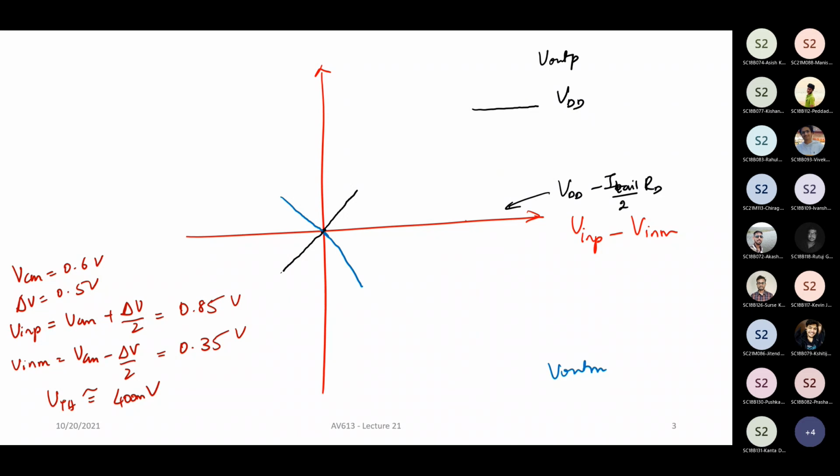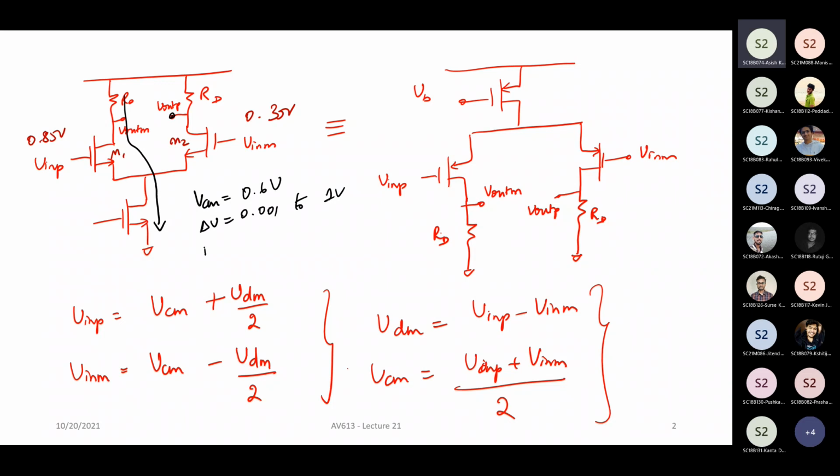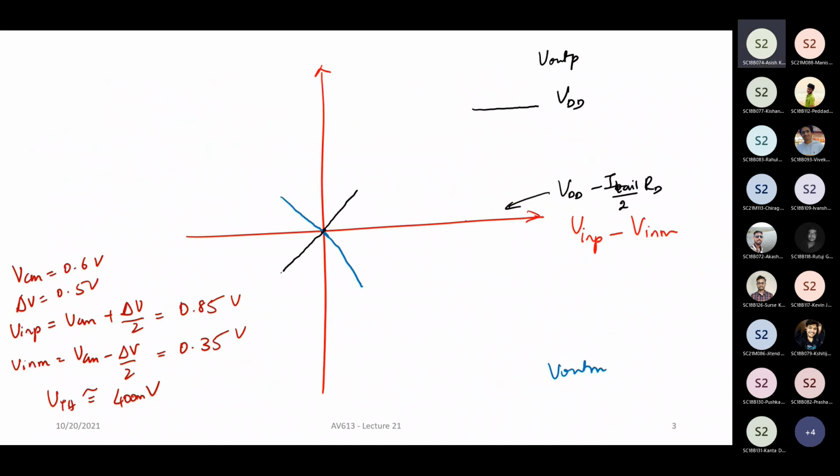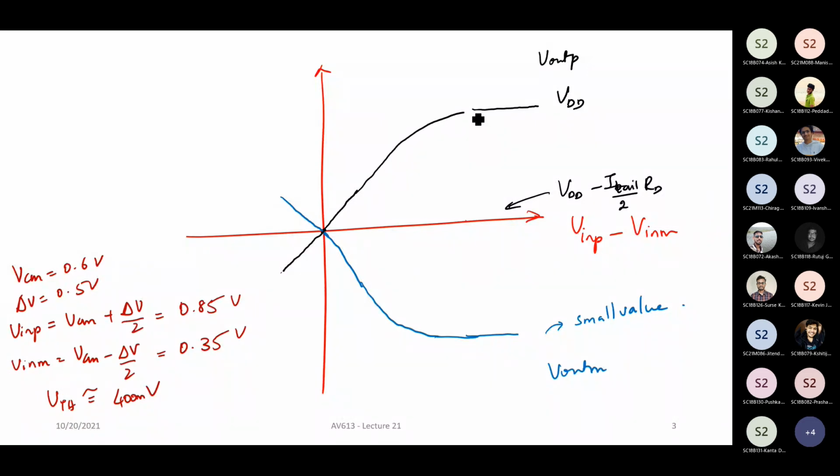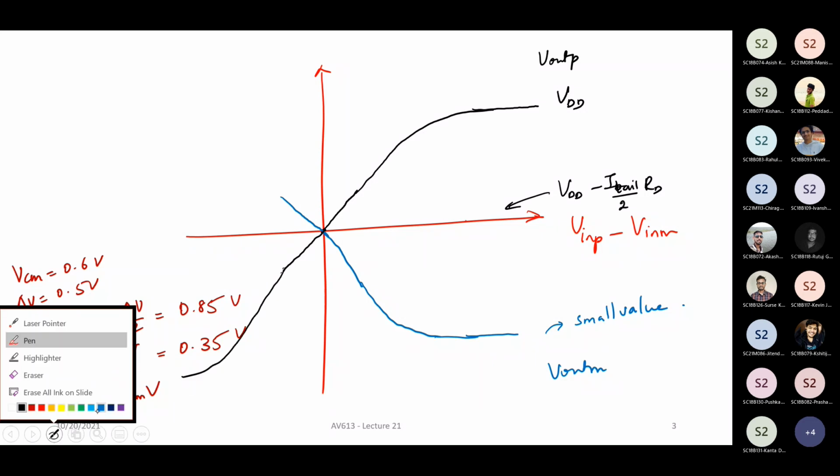Now, at the same time, when your input differential is very large, what will happen to V out M? You have a large amount of current flowing through, so it is going to go to a very small value, close to zero. Hopefully, it is able to maintain at least the current source in saturation. In between, there is a transition region like this. Similarly, on the other side, you are going to have something like this.